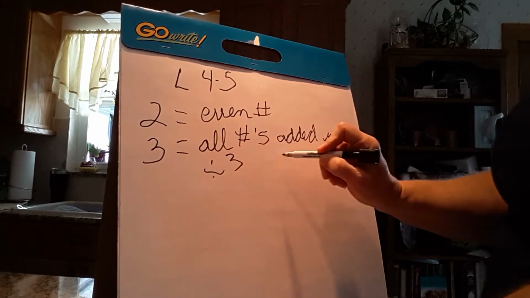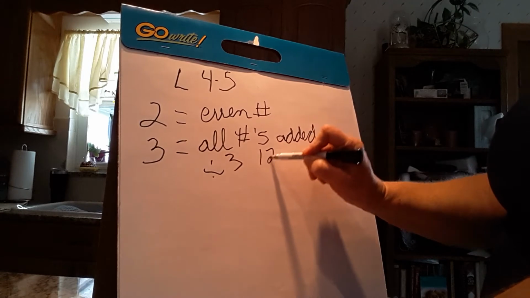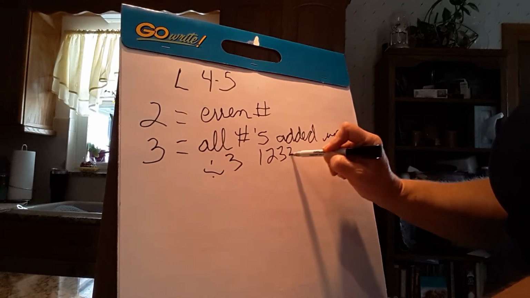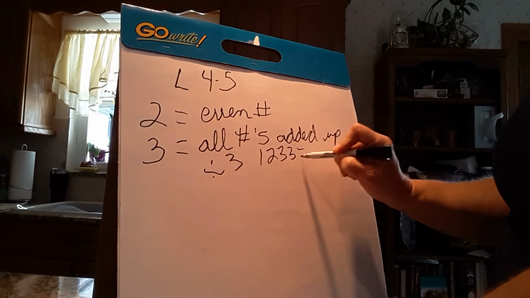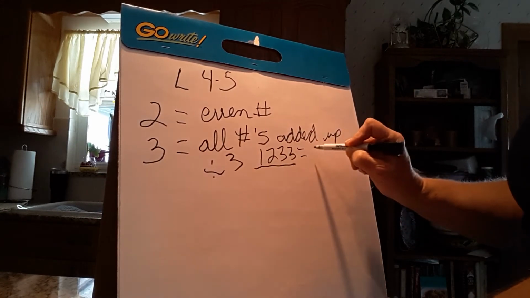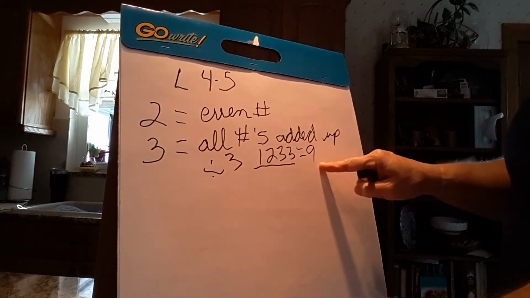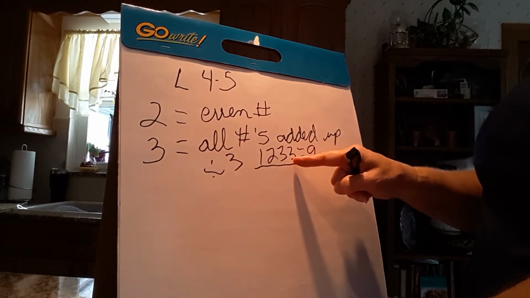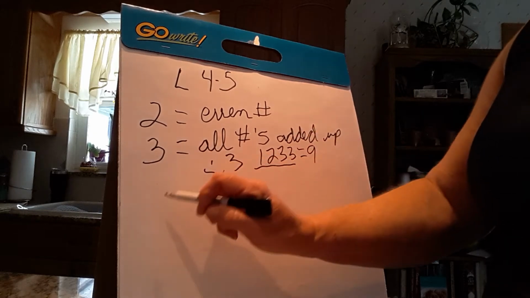So if I have 1, 2, 3, 3, if I total these, they total 9. Yes, that's divisible by 3. So this number would be divisible by 3.